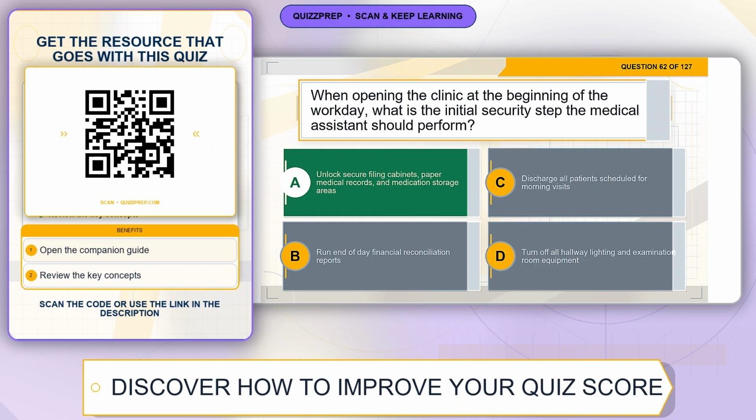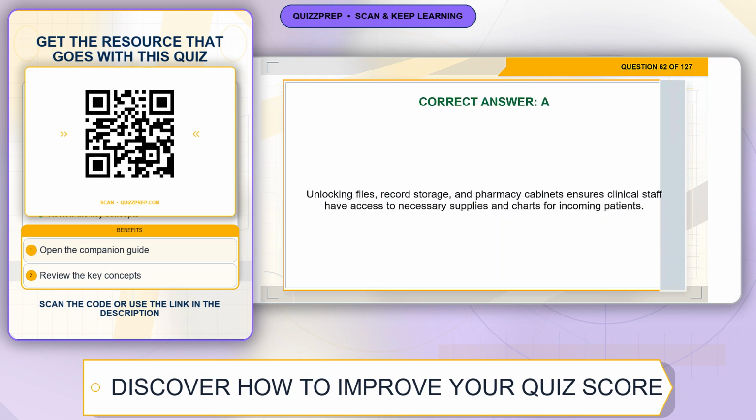The correct answer is option A, unlock secure filing cabinets, paper medical records, and medication storage areas. Explanation. Unlocking files, record storage, and pharmacy cabinets ensures clinical staff have access to necessary supplies and charts for incoming patients.